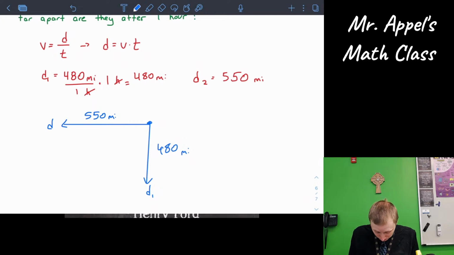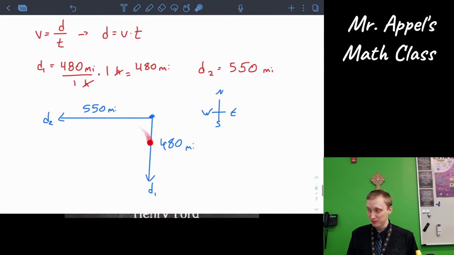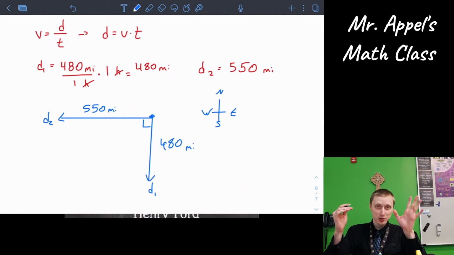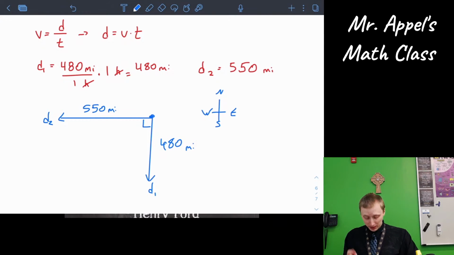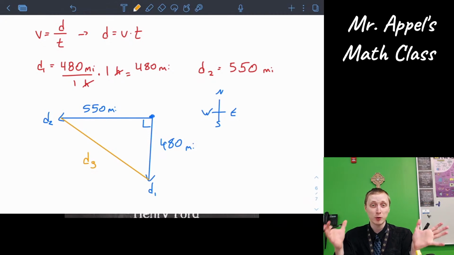All right, good old compass rose, north, south, east, west. And this is now my vector diagram of the distances. But we can also see, hey, look, they shot off at perpendicular directions to each other. And I want to know the distance now between each plane. So let's connect those endpoints. Okay? Call it distance 3. That's what I'm looking for.